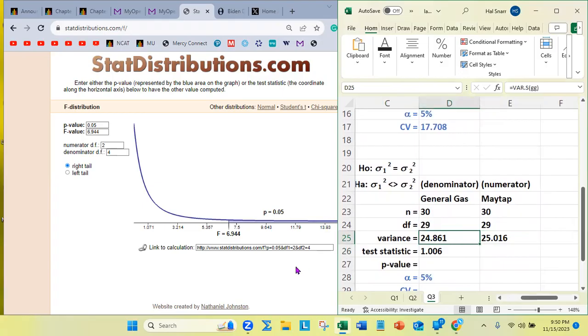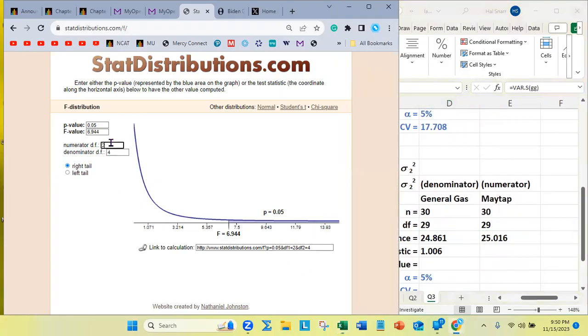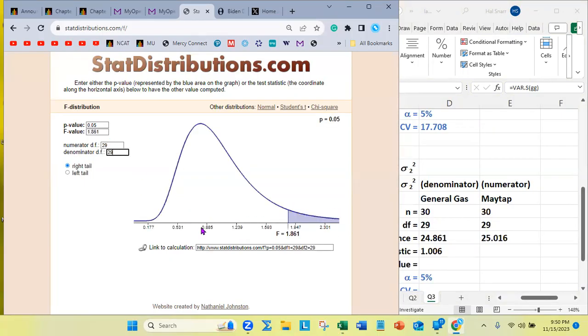Let me put the degrees of freedom in real quick. So this is 29 and this is 29. Notice it kind of looks like a chi-square distribution with like 29 degrees of freedom. But notice the hump is near 1, right? 1 is about here. And it's not quite at the peak of the distribution, and that's because this tail is really thick and this tail is really thin, right?